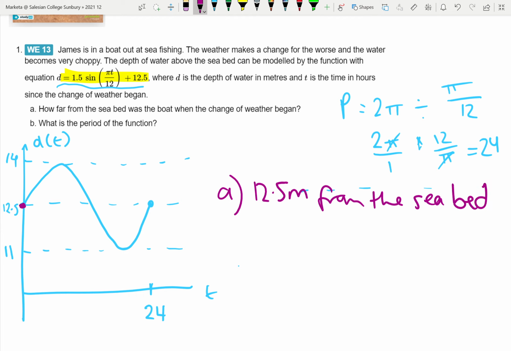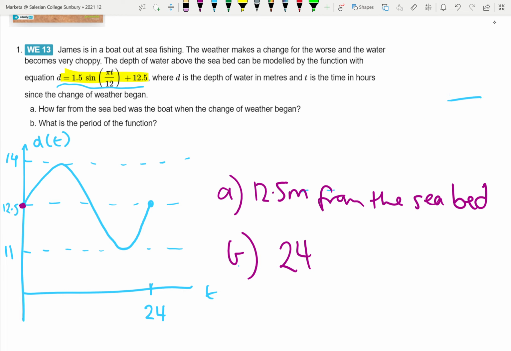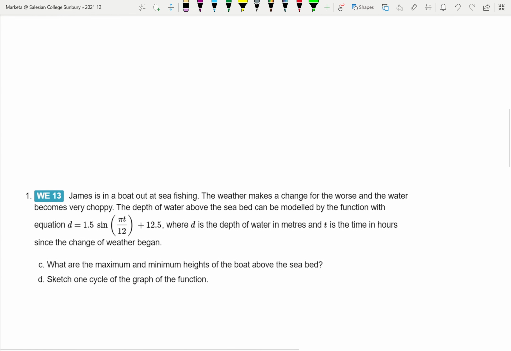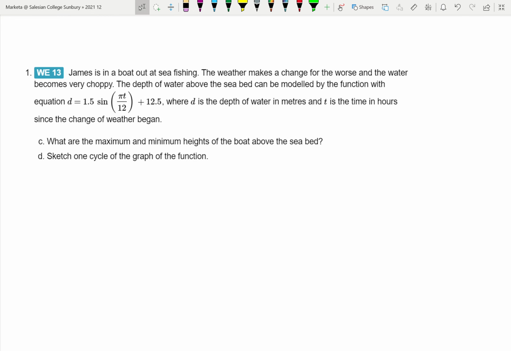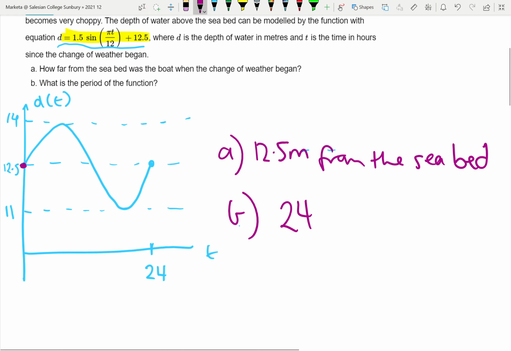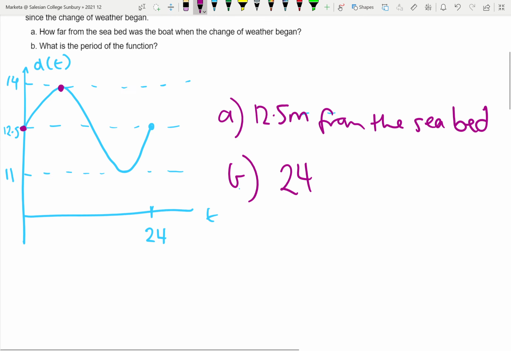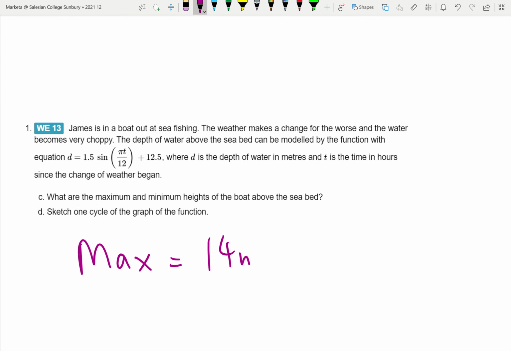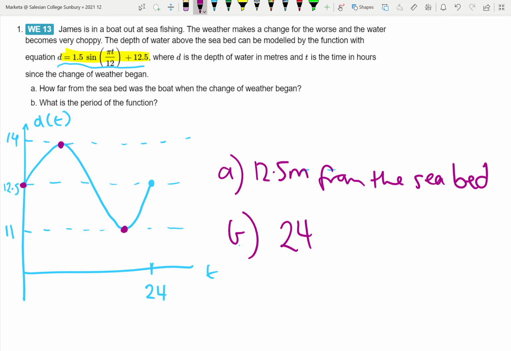And then the period of the function, well, we've already found that to be 24. That's quite a sensible answer there. 24 hours, so that means every day the depth of the water goes through that cycle. Let's see what they want us to do next. What are the maximum and minimum heights of the boat above sea level? Maximum, well, from the graph we can see the maximum height is 14 meters. And the minimum, from the graph again, is going to be 11.